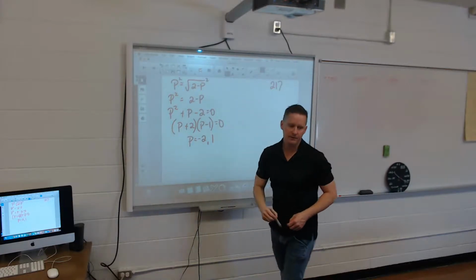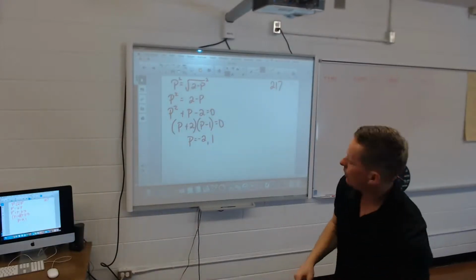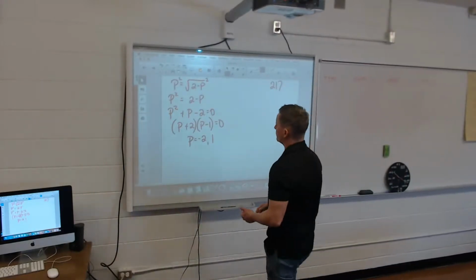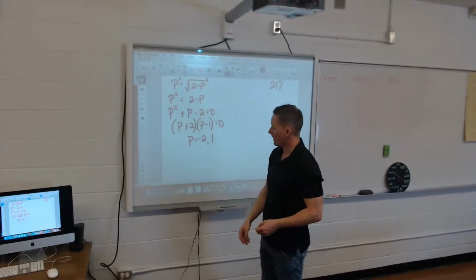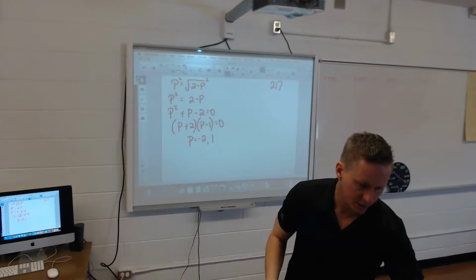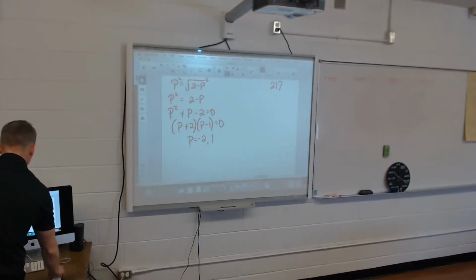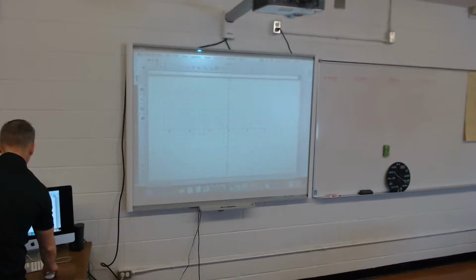And now it comes down to, I need to check my answers. Okay? So I can substitute them in. I can solve that way. Or I can graph it. Now I'm going to try and graph this. It may not show up all that well because it's pretty light.